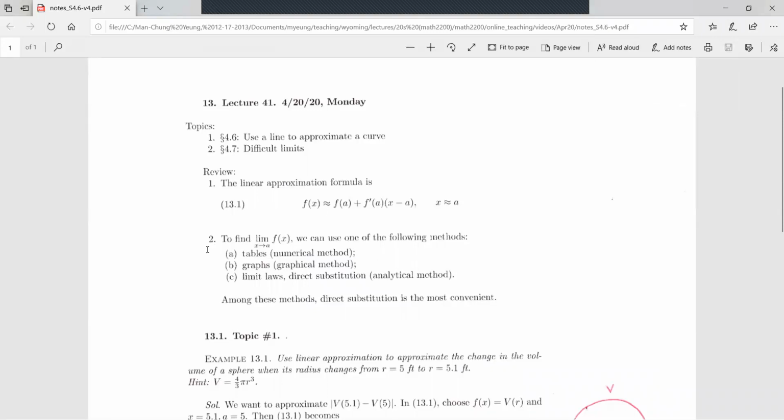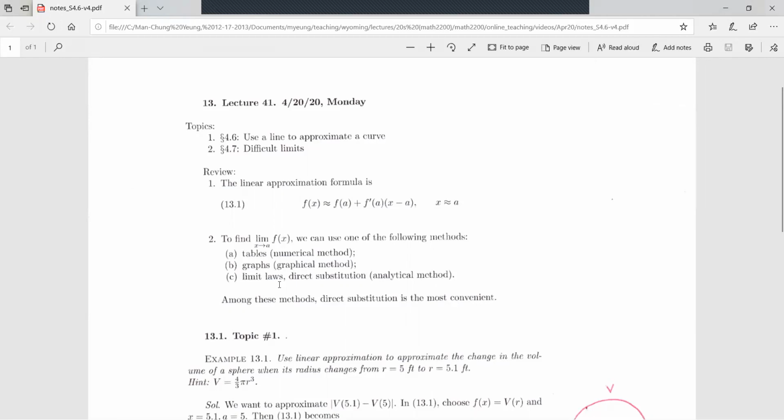Review number 2. This review is for section 4.7. To find a limit, we have three methods. A, we can use a table to find a limit. B, we can plot the graph of the function f, then tell the limit. C, we can use limit laws.